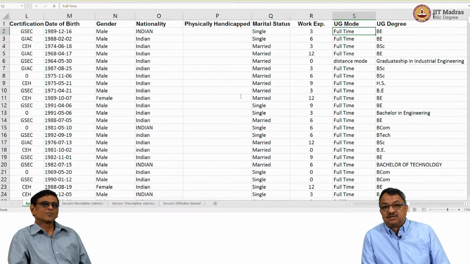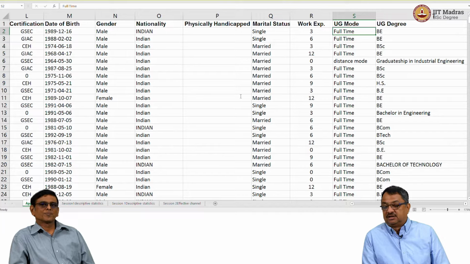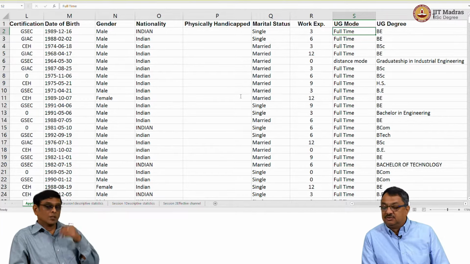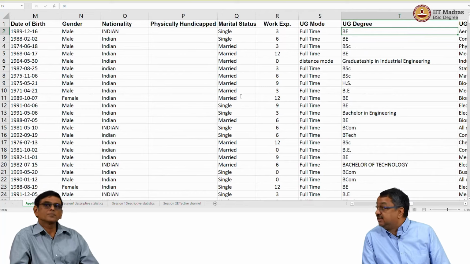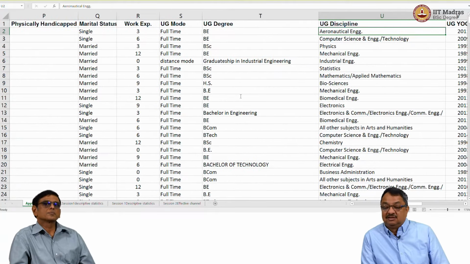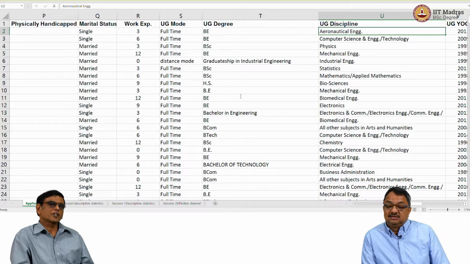How did the person do his or her undergraduate? Did he do it full time? Did he do it through distance learning? And finally, what is the degree that the person has? Yeah, that's a factor, definitely.